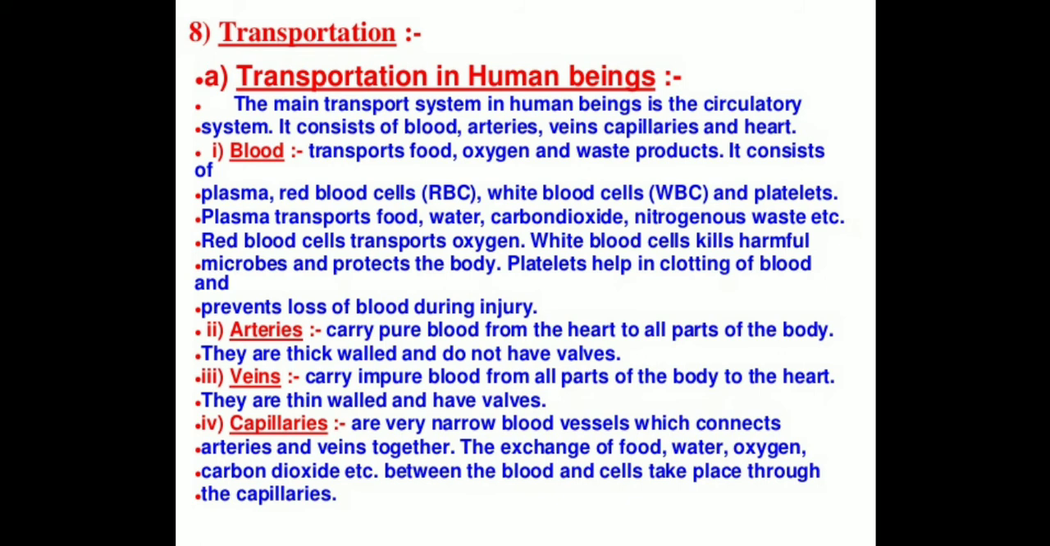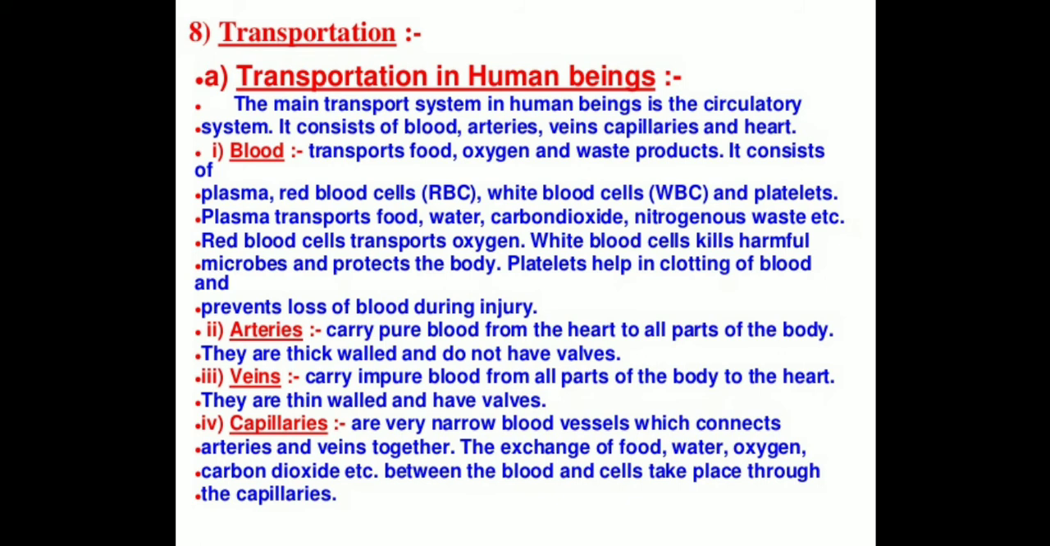Blood transports oxygen, food and waste products also. It consists of plasma, RBCs, WBCs and platelets. Plasma transports food, water, carbon dioxide, nitrogenous waste, whereas RBCs transport oxygen. WBCs kill harmful microorganisms and protect the body. Platelets help in clotting of blood and prevent the loss of blood during injury.